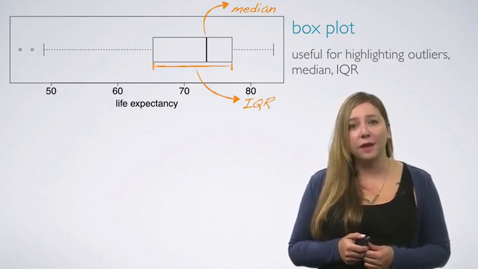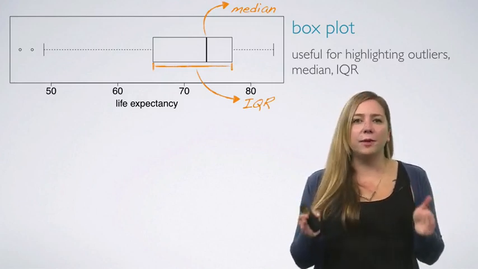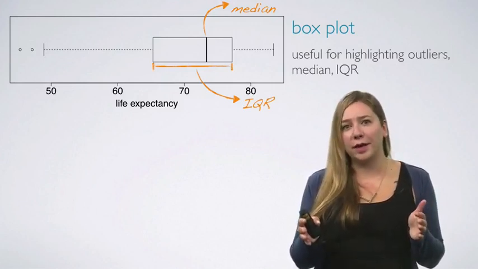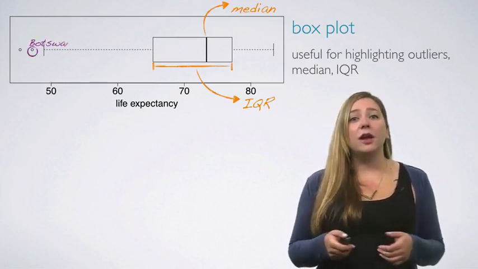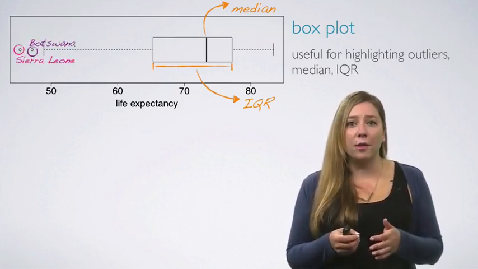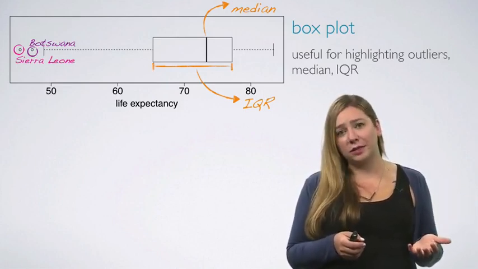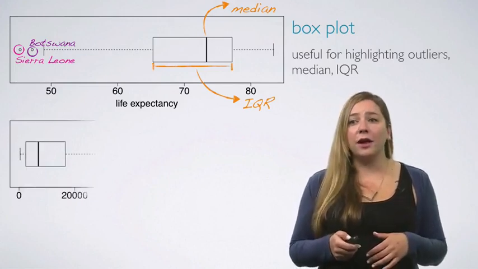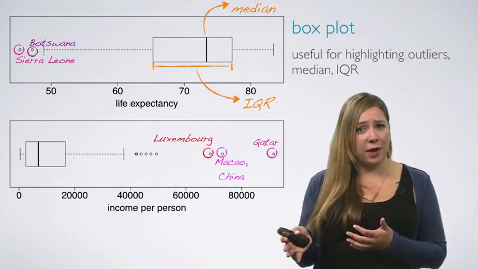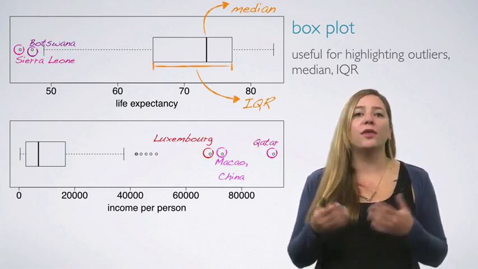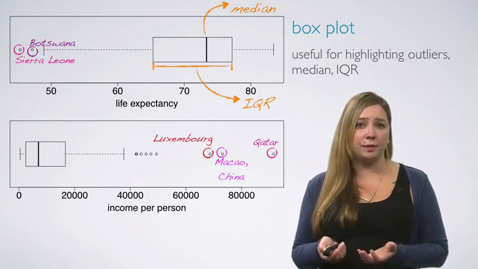According to this box plot, the median life expectancy is roughly 73 years, and the middle 50% of countries have average life expectancies between 65 and 77 years old. In addition, countries with life expectancies that are below 48 years old are considered to have unusually low life expectancies. A box plot of the income distribution shows the same right-skewed distribution we've identified before, and the outlying countries with unusually high income per person levels stand out in this visualization as well.